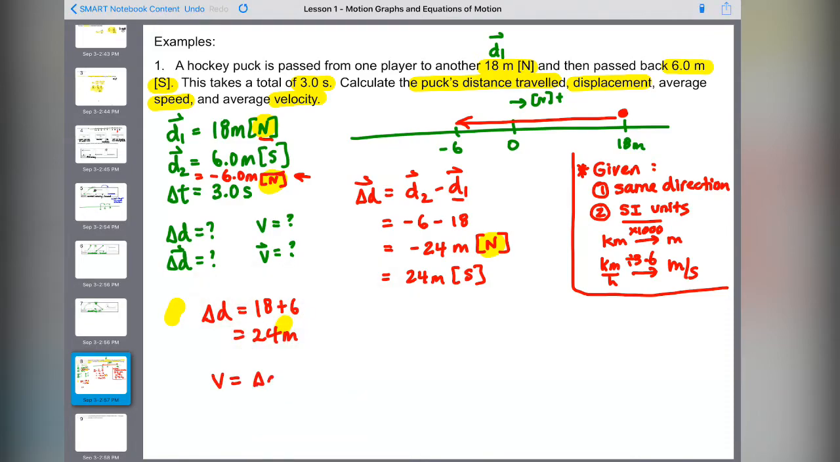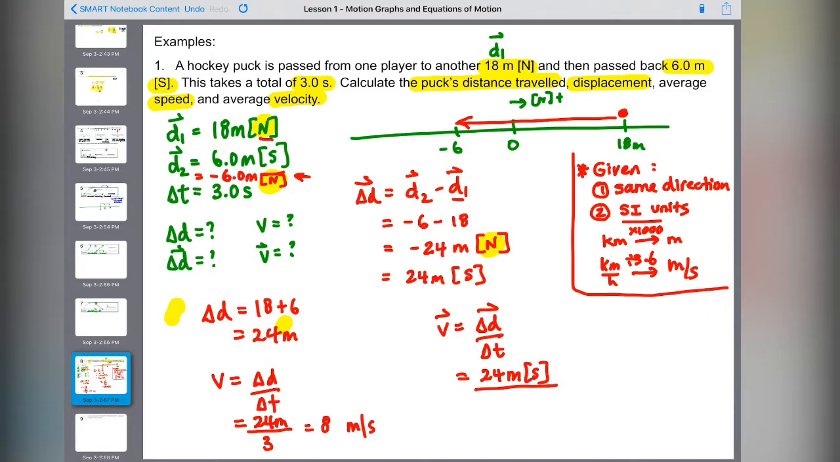The next one is now speed and velocity. Speed is distance over time. Distance is 24 meters that we found. The time is 3, and it's going to be 8 meters per second. The unit for speed is meters per second. And then velocity is displacement over time. Displacement was 24 meters to the south, and time is 3. So 8 again, meters per second to the south.